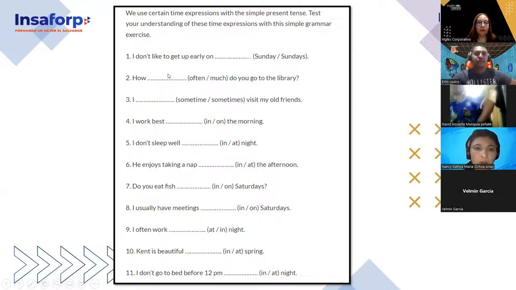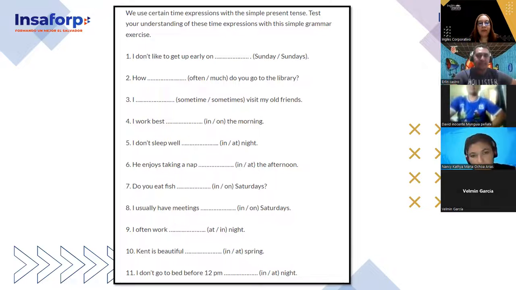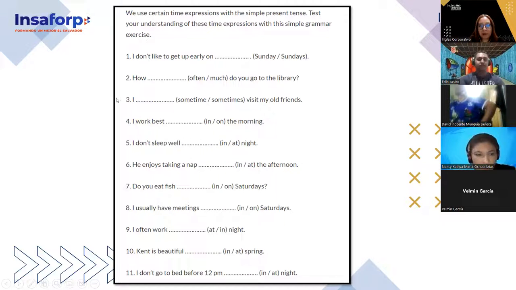Number two, veamos. Vas a la biblioteca. ¿Cuál sería? How? Correct. Correct. How often do you go to the library? Acá la T es muda. Solo decimos often. Okay? Often. Mm-hmm. Number three. I sometimes visit my old friends. ¿Ustedes qué opinan? Sometimes. Correct. I sometimes visit my old friends. Este no existe, right?